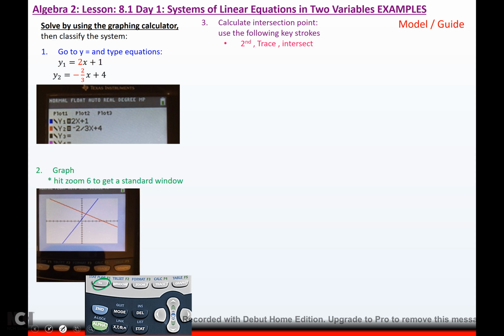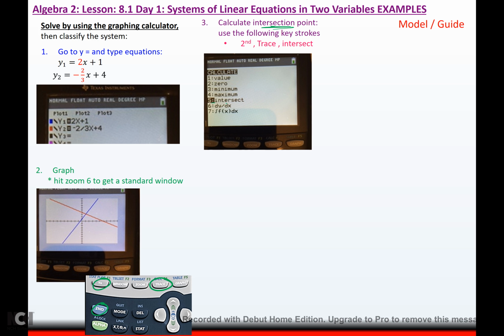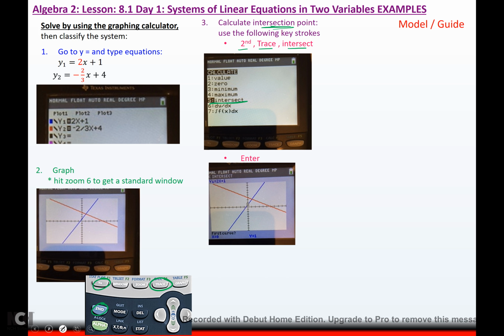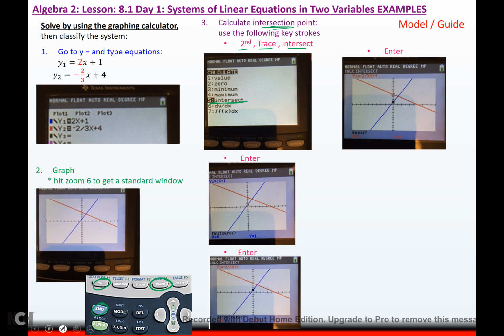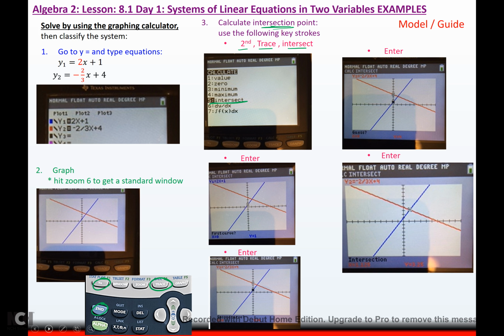Okay, so now you're going to calculate the intersection point. You hit the second key and this trace key here, which will give you this screen, and I want the intersect choice. So that is second, trace, intersect. When I click intersect, hit enter, and it's going to say first curve, hit enter, second curve, hit enter, guess. No, I don't want to guess, so just hit enter again, and it'll tell you your intersection point is at 1.125, 3.25.